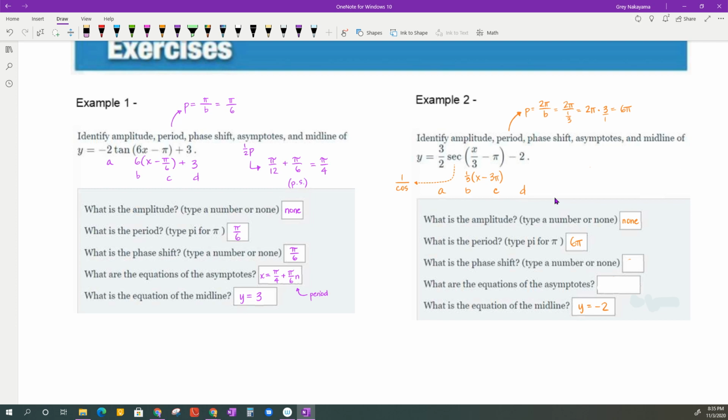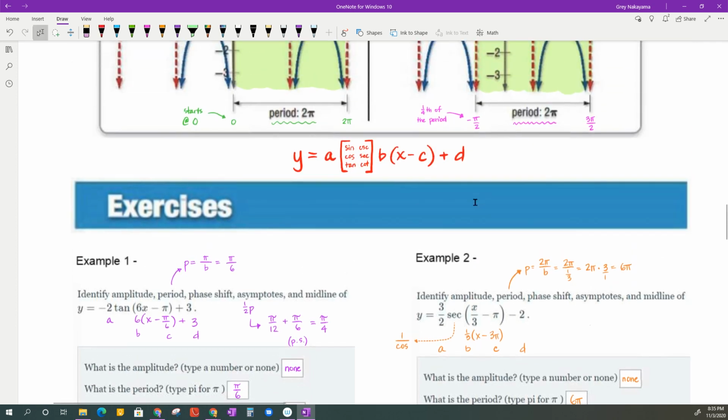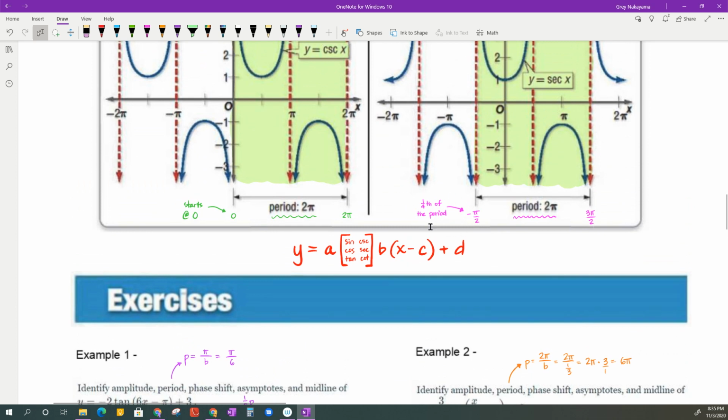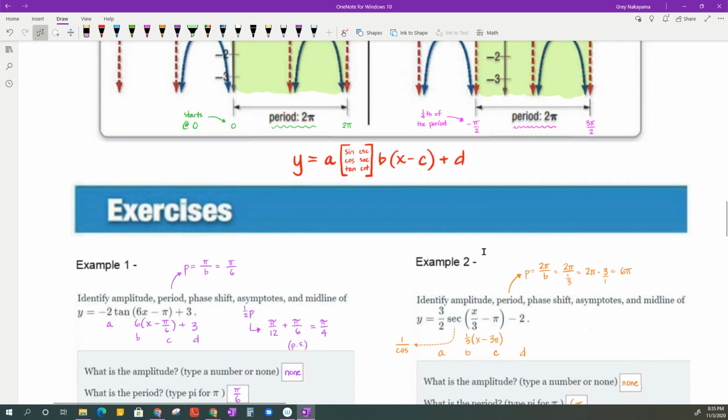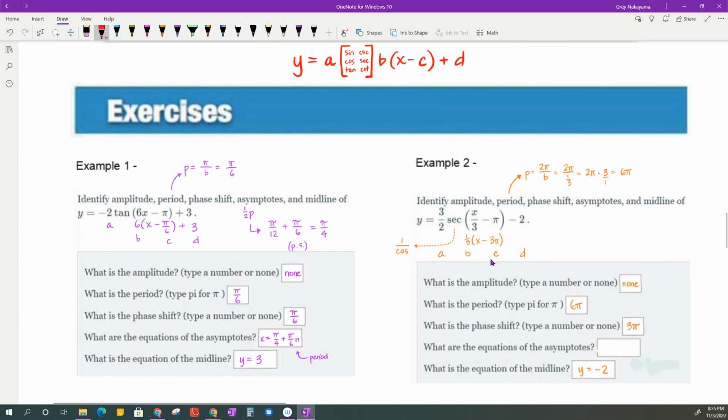What is the phase shift? Well, that's my C value. So that's 3 pi. And what are the equations of the asymptote? It's x equals, okay? And remember I told you on the secant up here, this first one here is going to be 1/4 of my period. So it doesn't matter which one of these you use, okay? Just make it easy for yourself. But the asymptote is at 1/4 of the period, so 1/4 of 6 pi is 3 pi over 2.